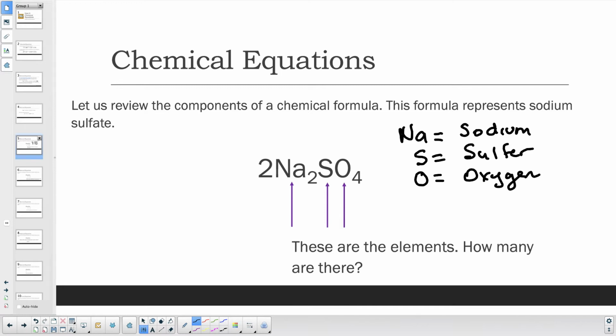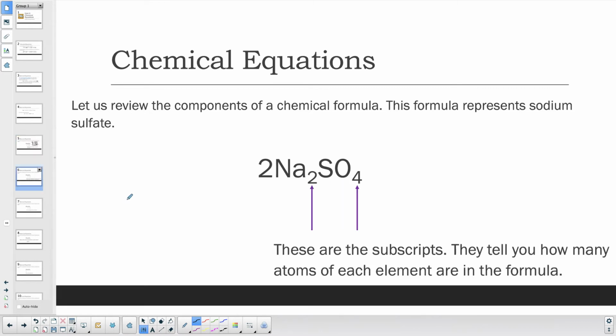Okay, so these are the different elements. Now, the question is, how many different elements do we have? Well, we have 3 symbols, so that means we have 3 elements. Now remember that these small numbers to the right of some of the symbols are called subscripts. The subscript tells you how many atoms of each element you have. If there's no subscript, we need to assume that there's 1. So no subscript means 1.